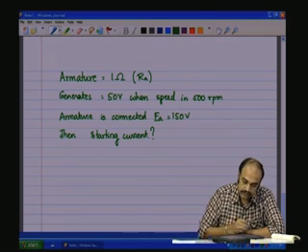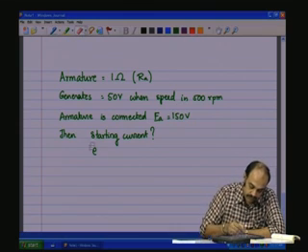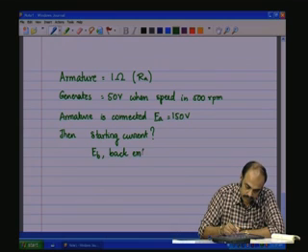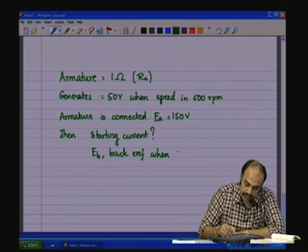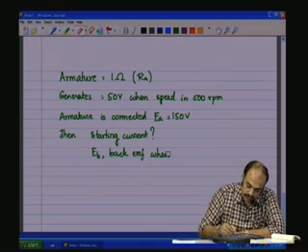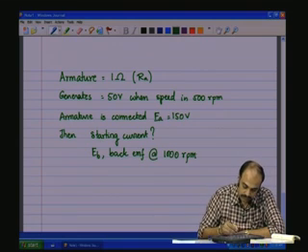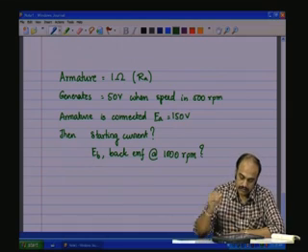The starting current, the back EMF EB, the back EMF when the motor rotates at 1000 RPM, like this.